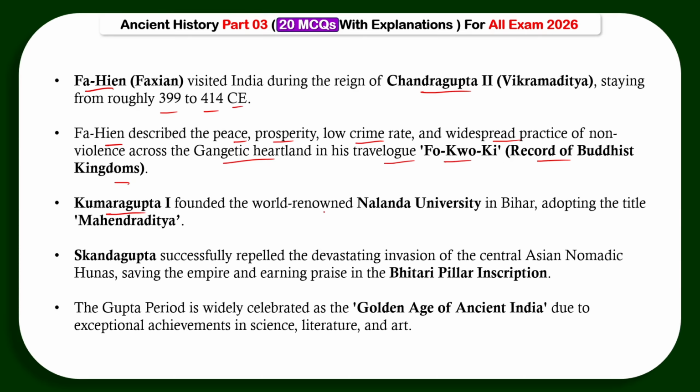Kumaragupta I founded the world-renowned Nalanda University in Bihar, adopting the title Mahendraditya. Skandagupta successfully repelled the devastating invasion of the Central Asian nomadic Hunas, saving the empire and earning praise in the Bhitari pillar inscription. The Gupta period is widely celebrated as the golden age of ancient India due to exceptional achievements in science, literature, and art.